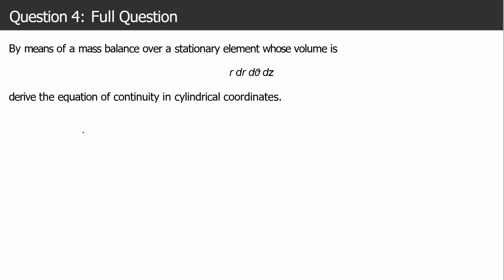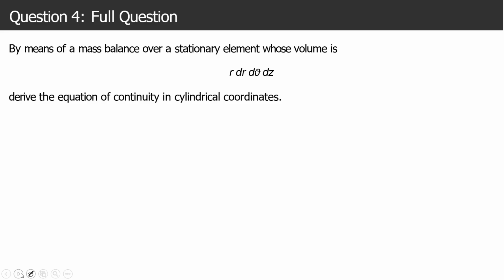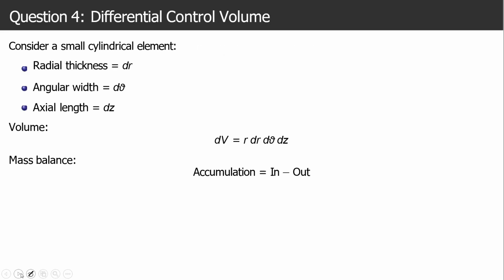So here we take dr, r d theta, dz. It's our elementary volume. In this, dr is one thickness, r d theta is another one, and dz is the third one. So this is our cylinder, and this is our shell here with three thicknesses. Multiply all these and we get the volume. So this is our elementary volume, dV. Now we are going to derive the equation of continuity.